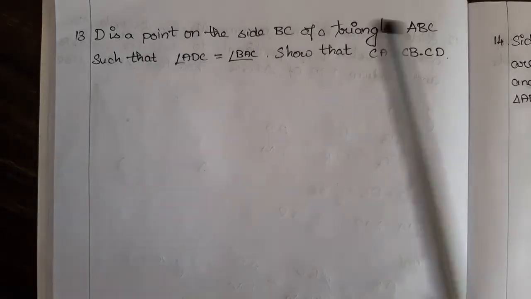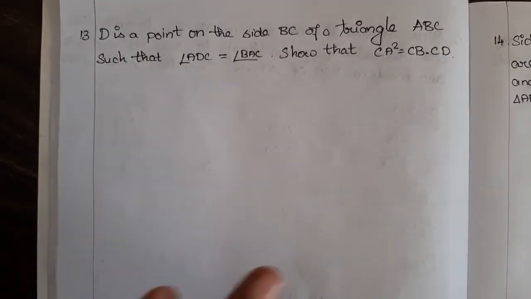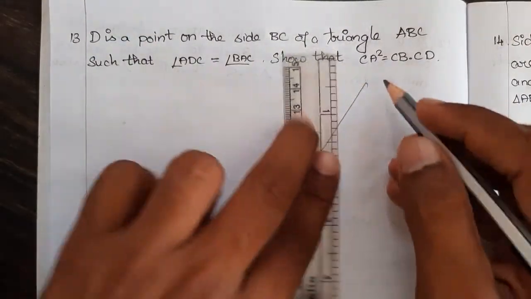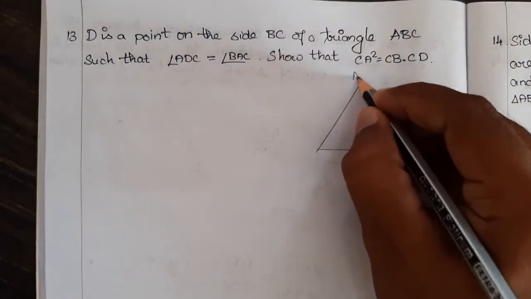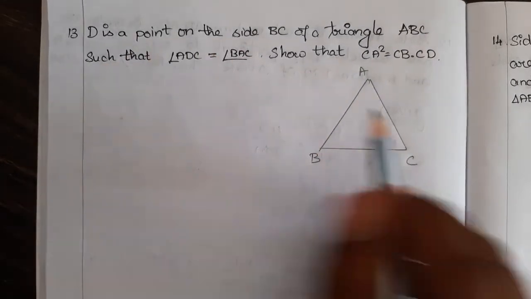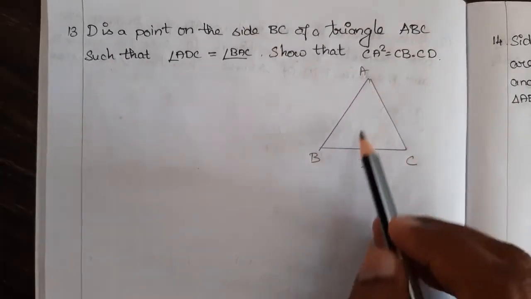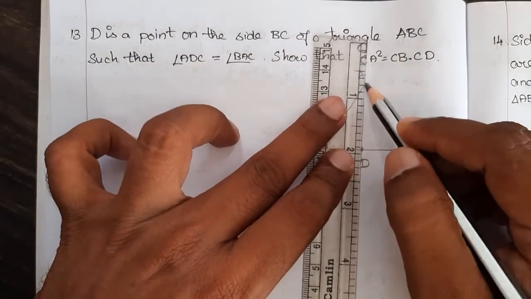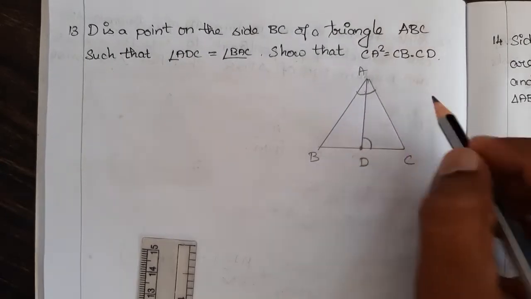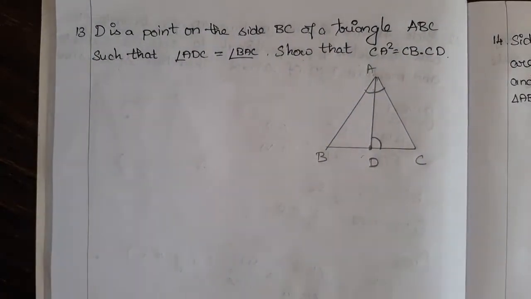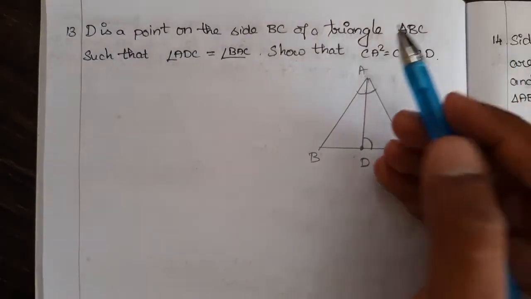So here we go for the next problem. D is a point on side BC of a triangle ABC such that angle ADC is equal to angle BAC. So it is given the triangle ABC, and D is a point on side BC. Let me connect here to form this angle, angle ADC, which is equal to angle BAC, this full angle. Prove that CA square is equal to CB into CD. Just by proving the two triangles similar, we will get the ratios, and with that ratio we can derive this.